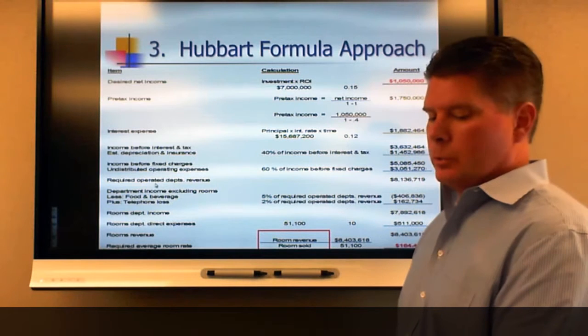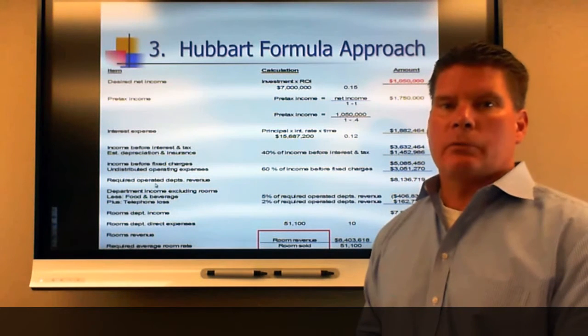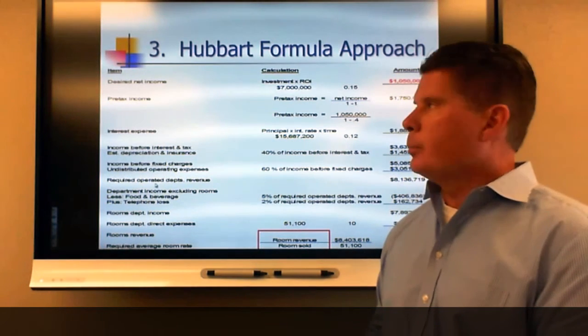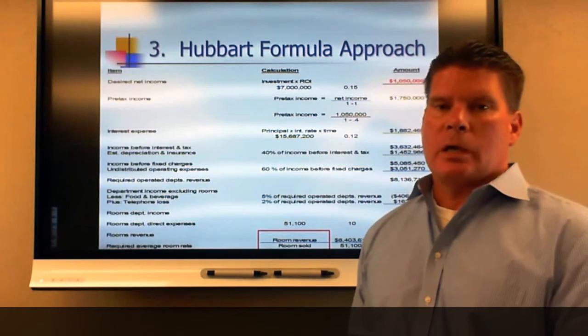In the next section, we're going to talk about how to evaluate front office operations, but this was the section on how to establish room rates.